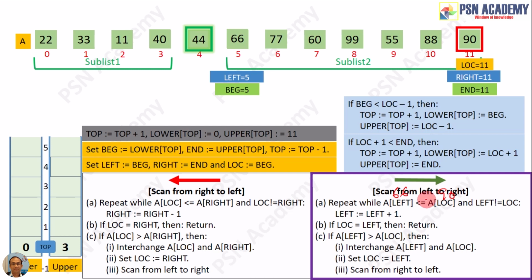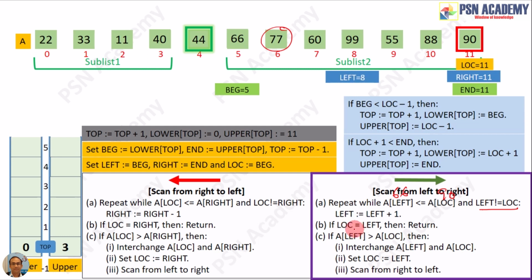90. So 66 is less than or equal to 90. Left is not equal to LOC. So we move left forward. So left comes over here at 6. Again, we check for this A left, that is 77, and 90 is here. So we move left to this place. 60 is less than 90. Left is not equal to LOC. So we move left over here. And now we got stuck because 99 is greater than 90. That means A left is greater than A LOC. So the while loop stops. Left got stagnant at 8.